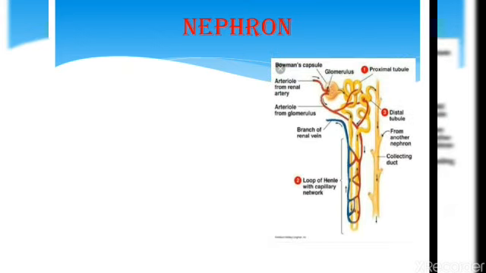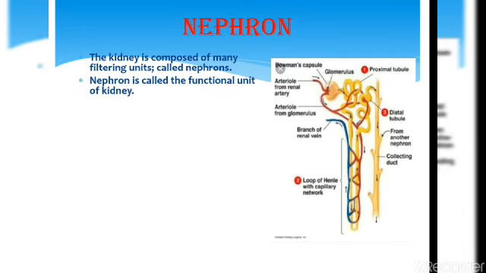Now we will be studying how urine is formed in kidneys. Each kidney is made up of millions of filtration units called nephrons. Nephrons are the functional unit of the kidney. Nephron is the functional unit as well as the structural unit of the kidney.